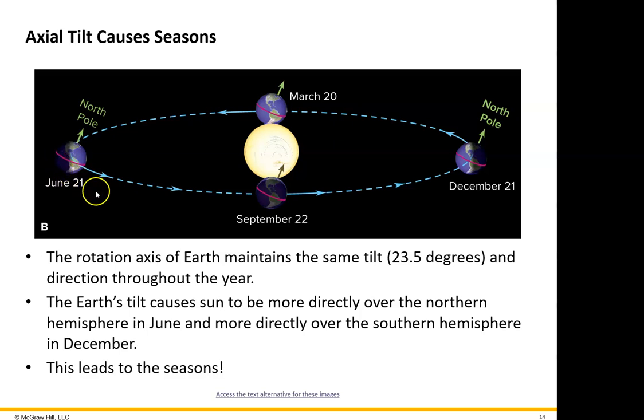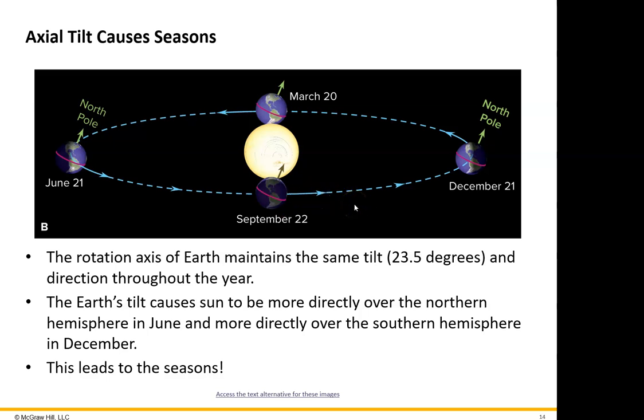Three months later, notice of course that the tilt doesn't change. That 23.5 degrees does not change. And so three months later, it's roughly September 21st. It can be as early as September 19th. On that day in the northern hemisphere, it is the first day of fall, and it's the first day of spring in the southern hemisphere.